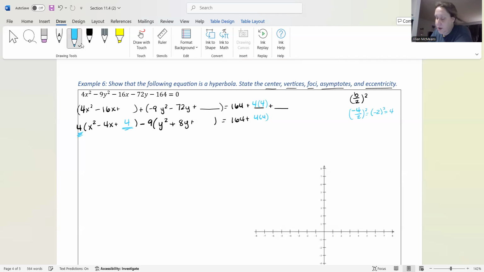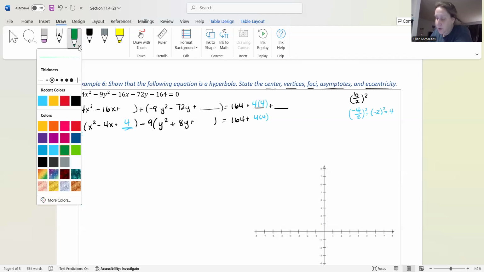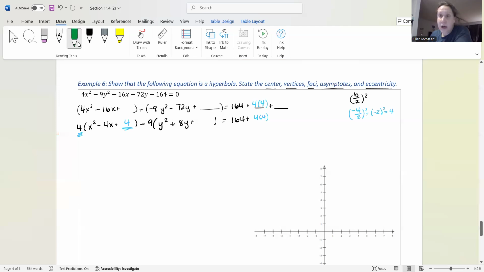Let me go ahead and do 4 times 4. All right, let's do a different color here. Let's do maybe green. So now when I do the b over 2 squared, in this case, b is 8. 8 divided by 2 is 4. 4 squared is 16. So I want to add 16 inside the parentheses, but over on the right when I add the 16, remember, 16 has to be multiplied by 9. So we're going to add 9 times 16.